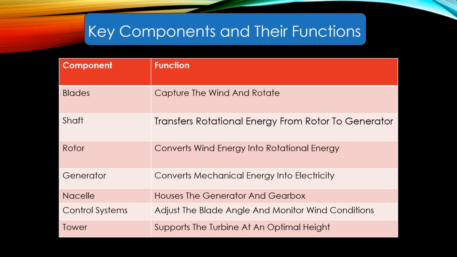So here we have the key components of the windmills and their functions. The blade's function is to capture the wind and rotate the shaft, and it transfers rotational energy from the rotor to the generator. The rotor converts wind energy into rotational energy. The generator converts mechanical energy into electricity. The nacelle houses the generator and the gearbox, and the control system adjusts the blade angle and monitors the wind conditions, and the tower supports the turbine at optimal height.